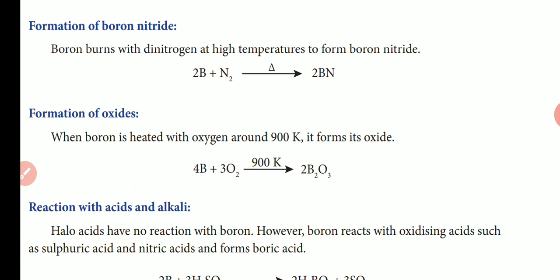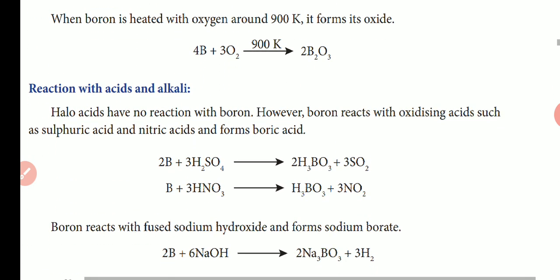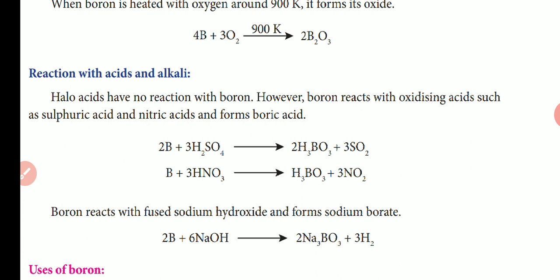Next, the formation of oxide. Boron is heated with oxygen at around 900 Kelvin to produce boron oxide, B2O3. Next, the reaction with acids and alkali. Boron does not react with the halo acids, that is hydrochloric acid, hydrobromic acid, hydroiodic acid, but it can react with mineral acids like sulfuric acid and nitric acid.